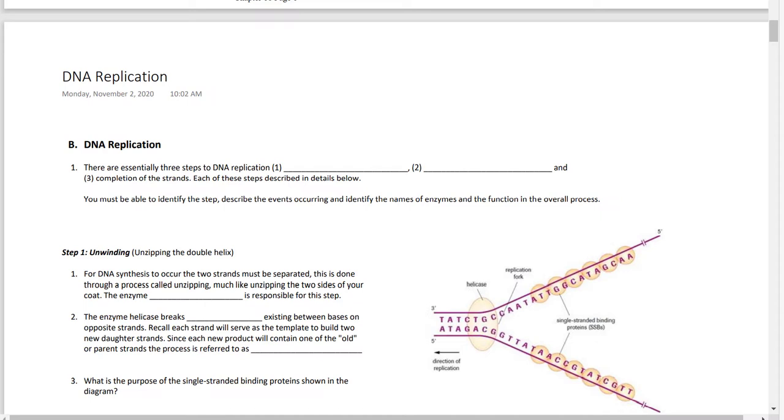DNA replication has essentially three steps to it. The first step we refer to as unwinding. The second step we refer to as complementary base pairing. And the third step is what we call completion of the strands. So let's start with the first step, unwinding.